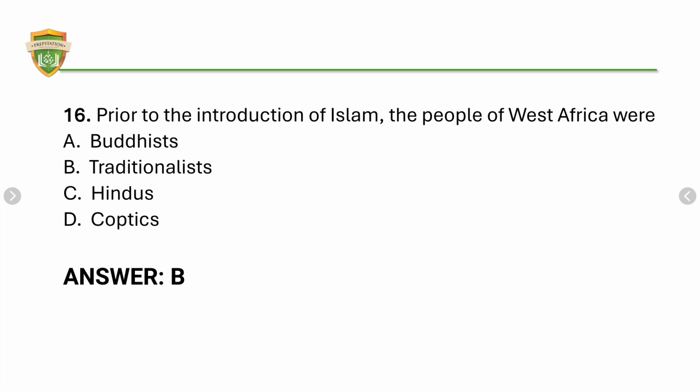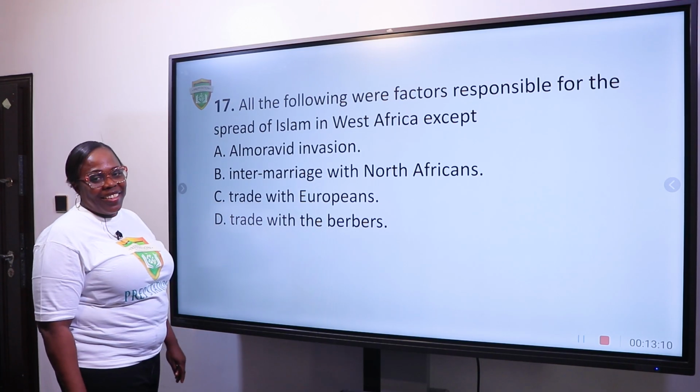Okay, question. It says, prior to the introduction of Islam, the people of West Africa were dash. What is your answer? It's already here. Traditionalists. They were traditional worshippers. Please take note of that. Okay. All right.